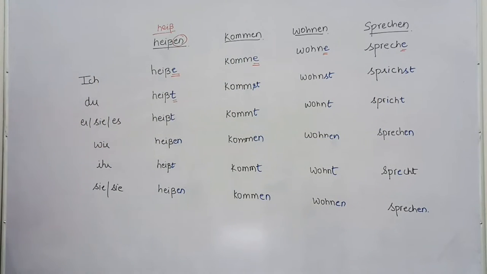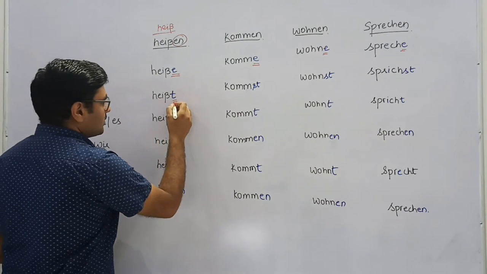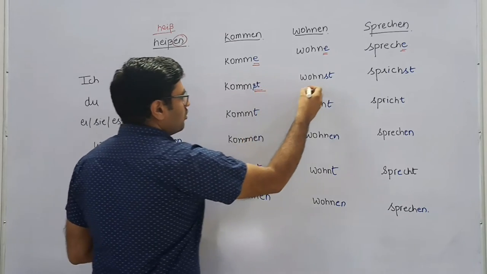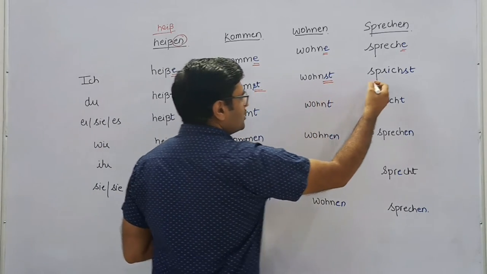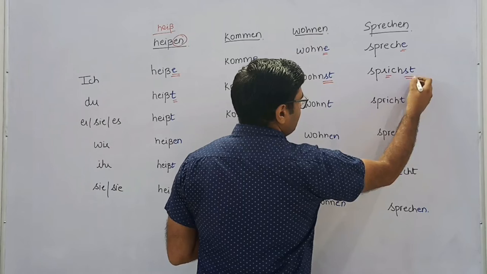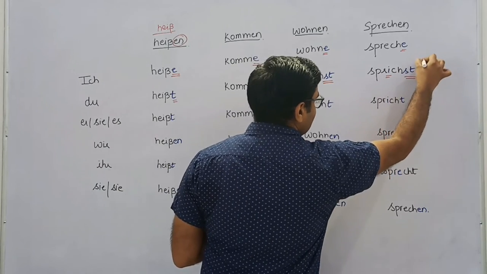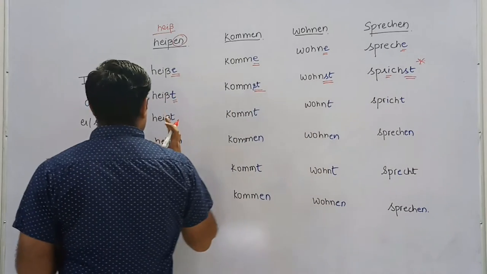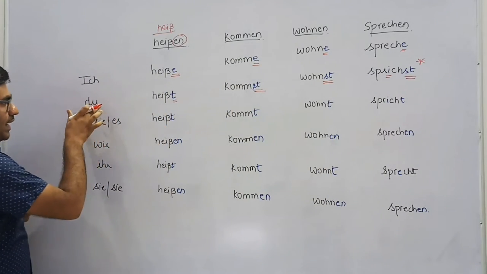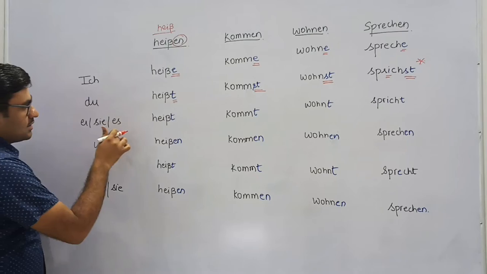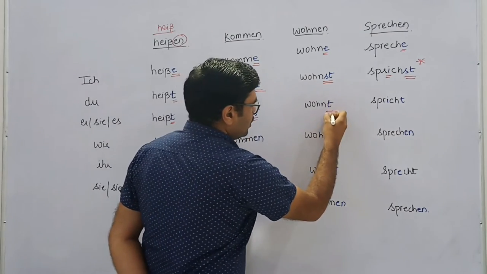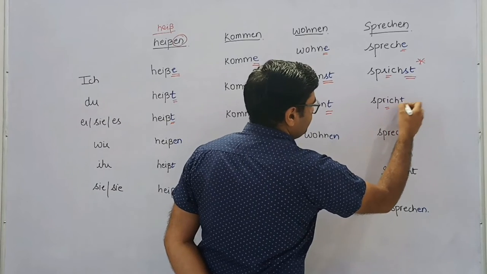Did you see any pattern in this? Next one. Du heißt. Du kommst. Du wohnst. Du sprichst. There's a change in this. This doesn't follow the rule, but yes, you might get some idea of what kind of pattern they are following. Er, sie, es. Heißt. Kommt. Wohnt. Spricht.